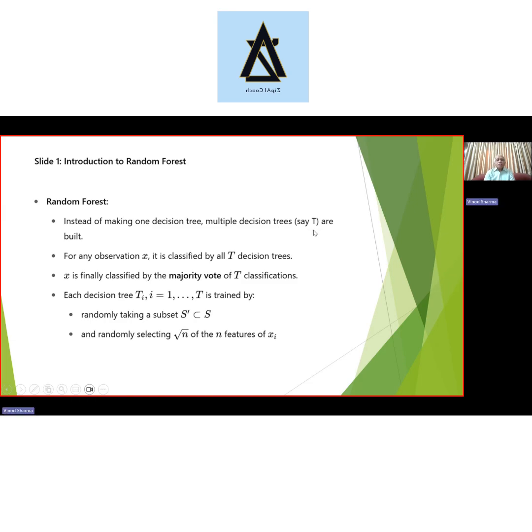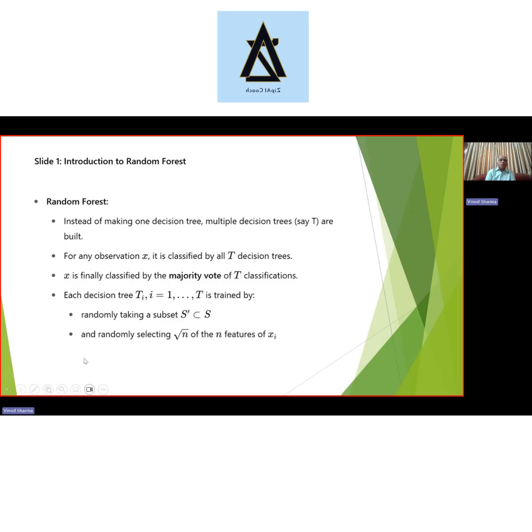And once we have that many decision trees, for any observation X, we classify by all the T decision trees. So let's say X by decision tree Ti will give class Ci. Then the final decision for X from the random forest is given by taking the majority vote over the T decisions given by the T decision trees. Now, how are these decision trees T1 to T formed? Each one of these decision trees will be formed via the greedy heuristic algorithm that we have mentioned earlier.